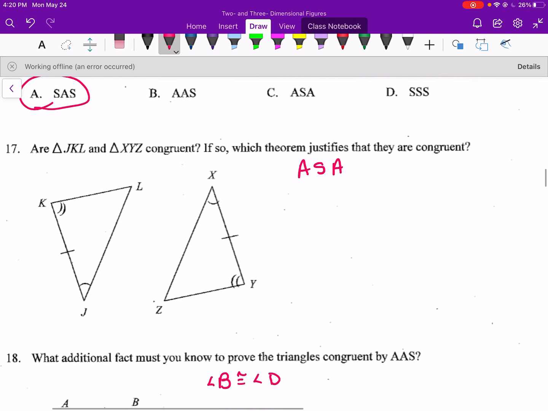Number 17, everything is already marked. If you walk around the figure, you have an A followed by an S followed by an A. So ASA.